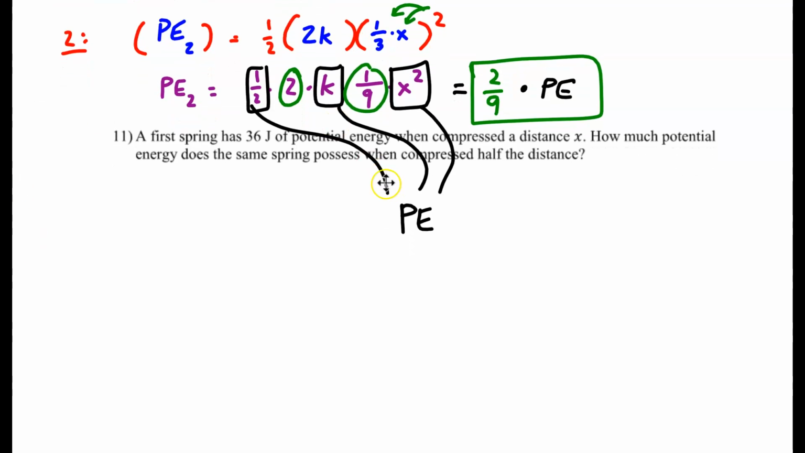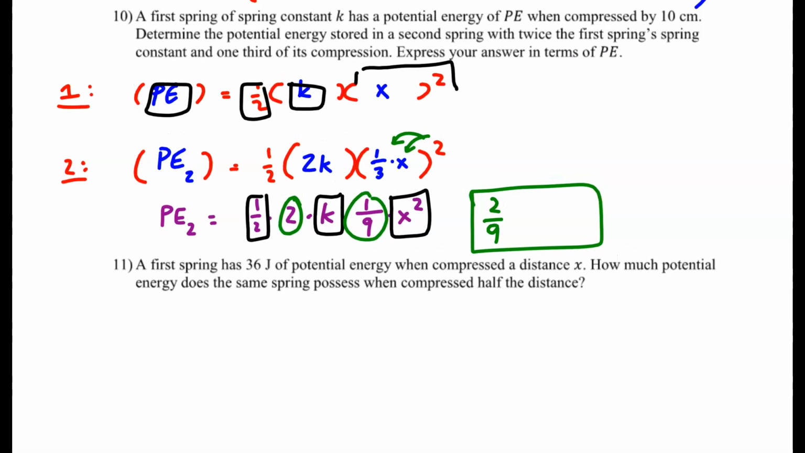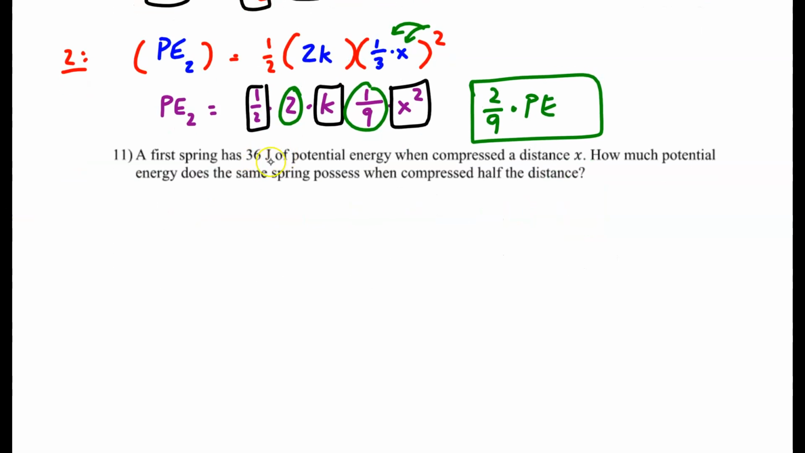Number 11, final question. 2/9 times the original PE. Okay, a first spring has 36 joules of potential energy when compressed X. How much potential energy does the same spring possess?